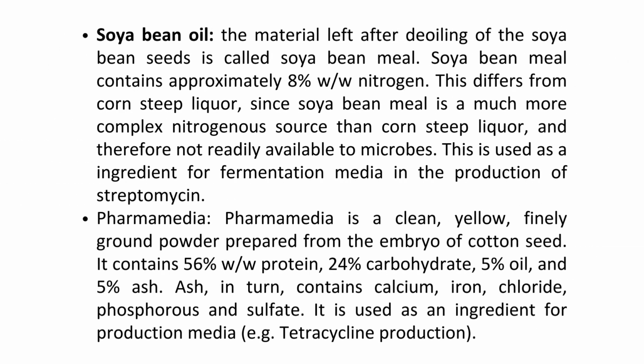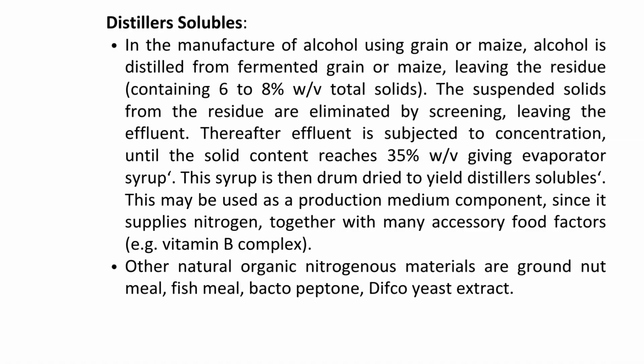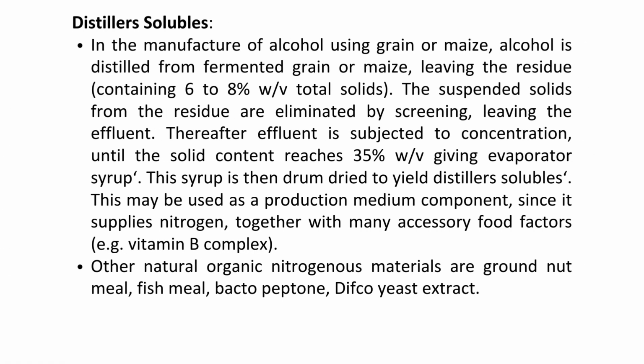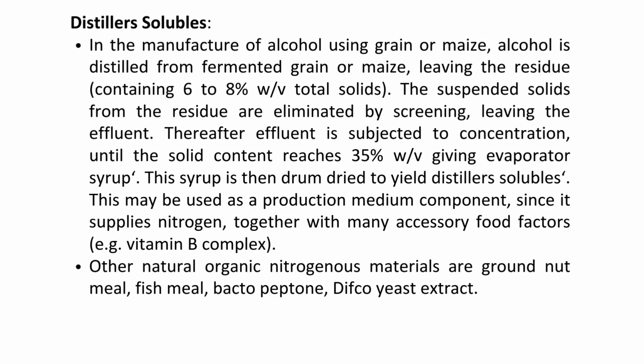Soya bean meal, left after deoiling, is a complex nitrogen source used in streptomycin production. Pharma media is a powder from cottonseed embryos. It contains 56% protein and is used in tetracycline production. Distillers' solubles come from alcohol production. The residue is concentrated and dried, supplying nitrogen and B vitamins. Other materials include groundnut meal, fish meal, and yeast extract.